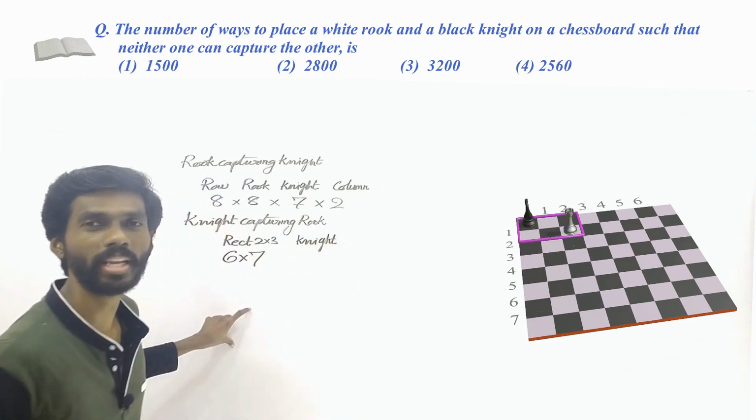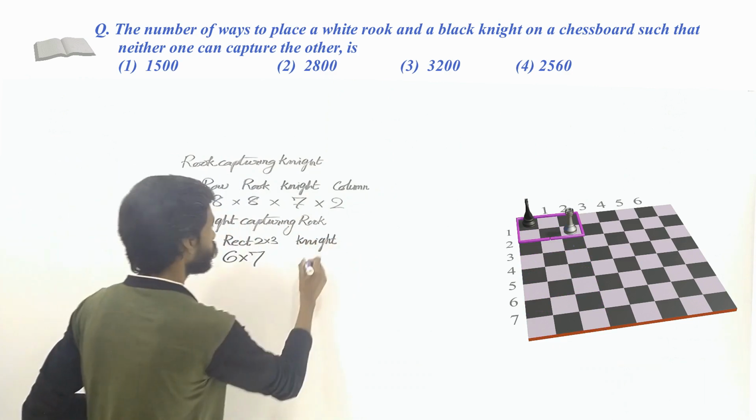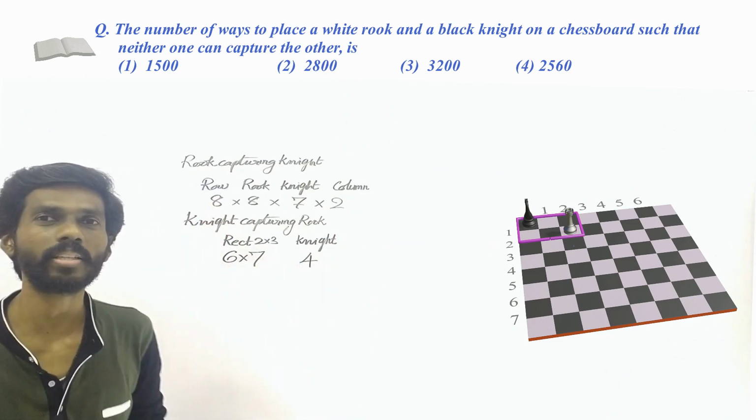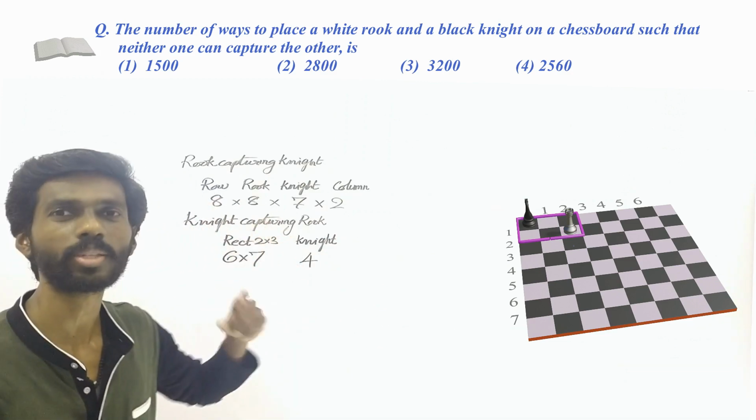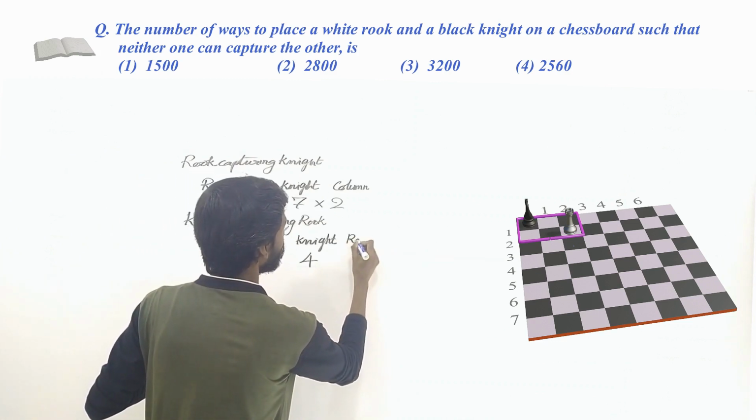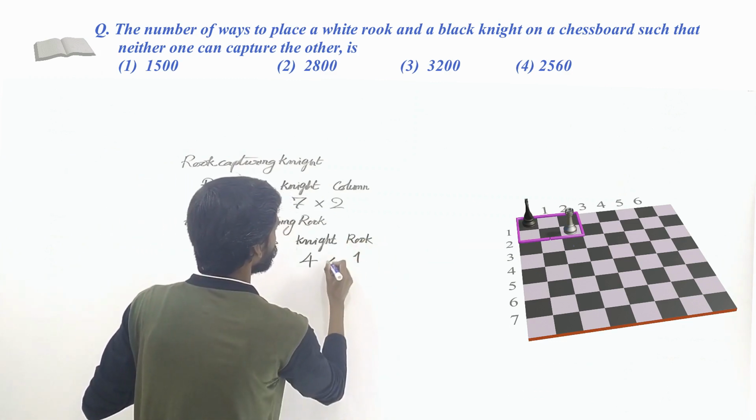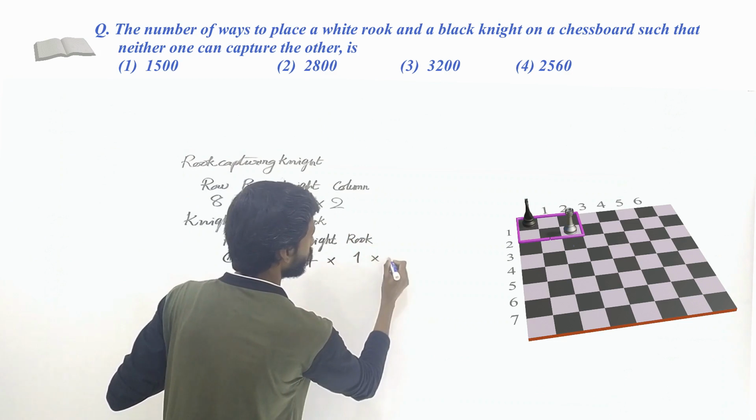So the knight can be placed in any one of the 4 corners. So it has 4 choices. And now we will place the rook only on the opposite corner. So it has only one choice. So the rook can be placed in only one way. So this value we will multiply by 2 again.